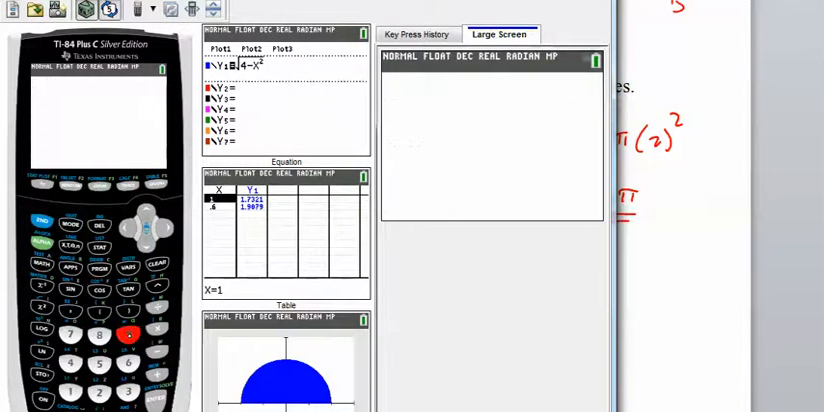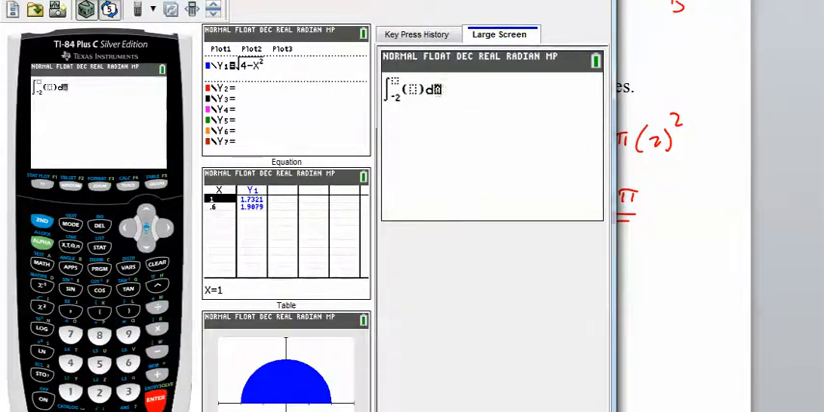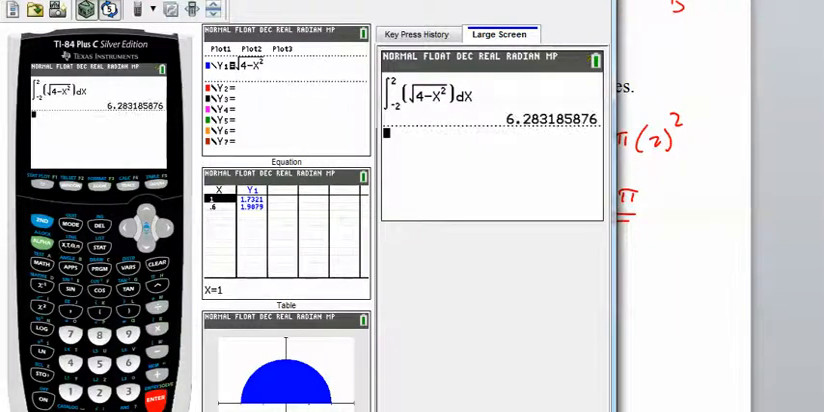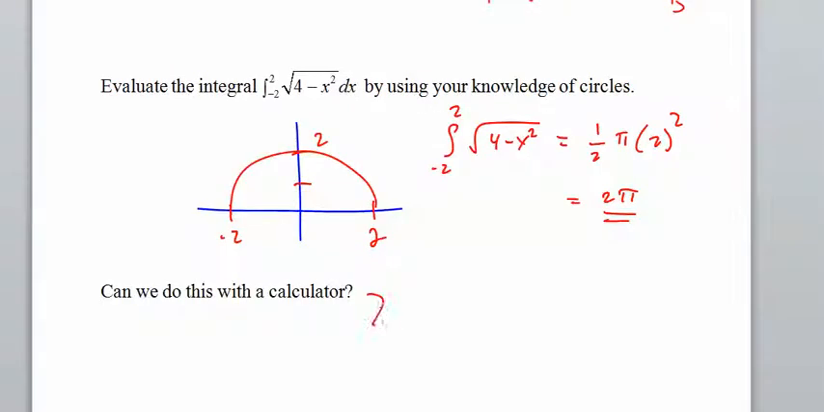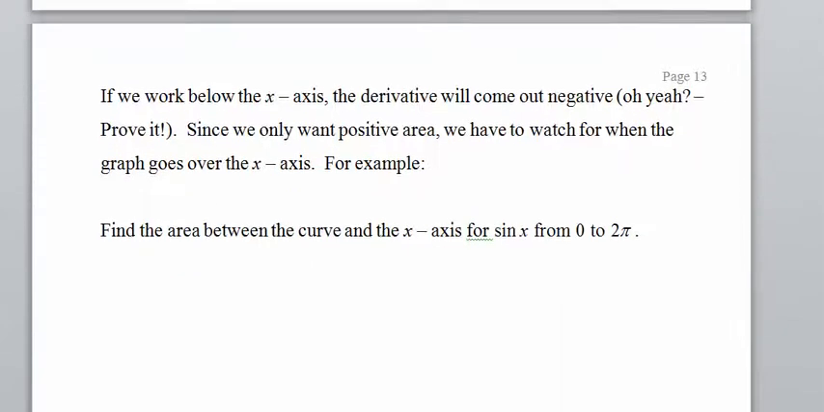Another way to do it with the calculator is math. This one's nice because it gives us the whole integral from -2, oops, sorry, I've got to zoom around in it first, to 2 of the square root of 4 minus x squared dx. And after a while, it really grinds it out. I'm sure it's using a numerical method. 2 pi. So that's under math number 9. Definitely want to know where that is. It's called NINT. And if you're doing it with an older calculator, you put the function, you put x, you put the a, and then you put the b. That's really about it.